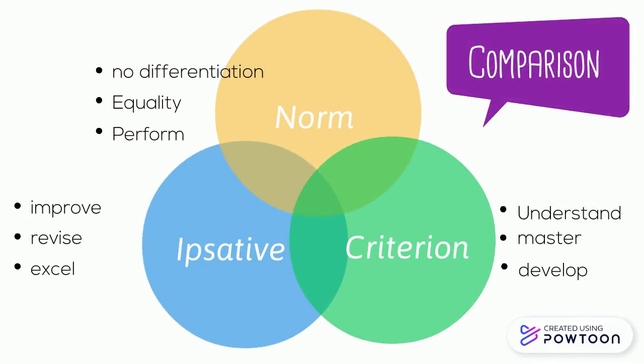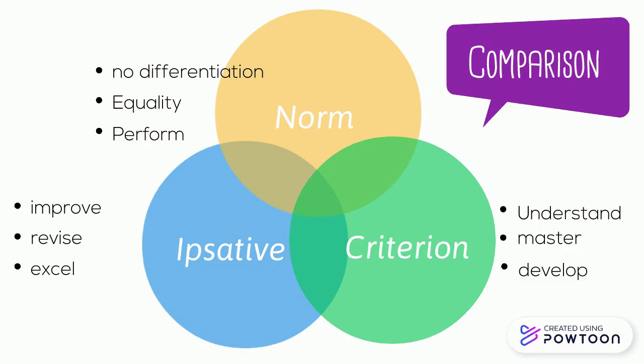Having seen the 3 methods of assessment, we can conclude that ipsative and criterion referenced assessment have more similarities than differences, unlike norm referenced assessment, where the differences are very marked. In norm referenced assessment, there is no differentiation between students. There is a sense of equality, as all of them must take the same test and they will be compared against each other. Therefore, there is a pressure to perform.